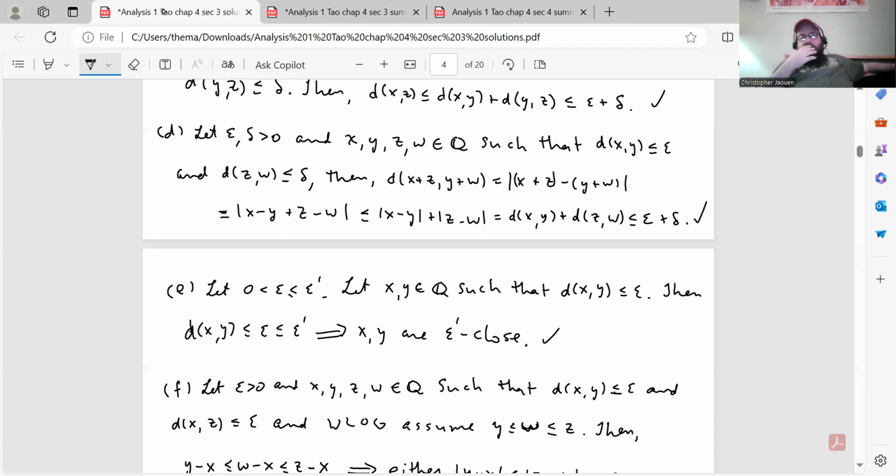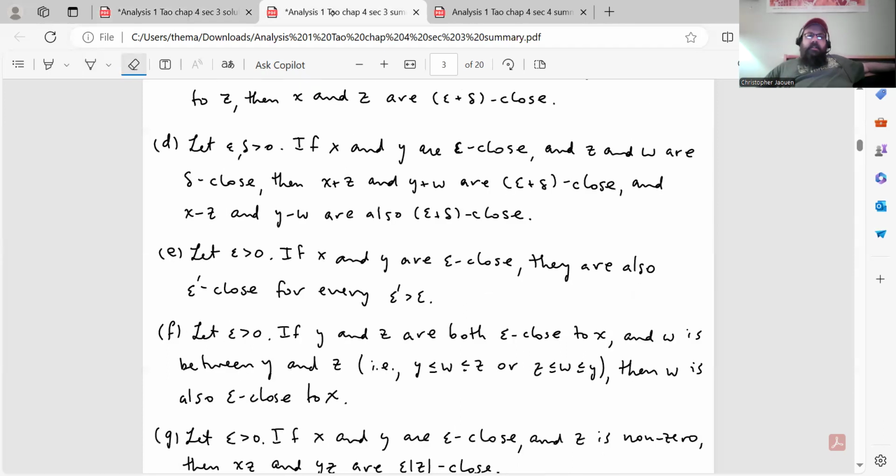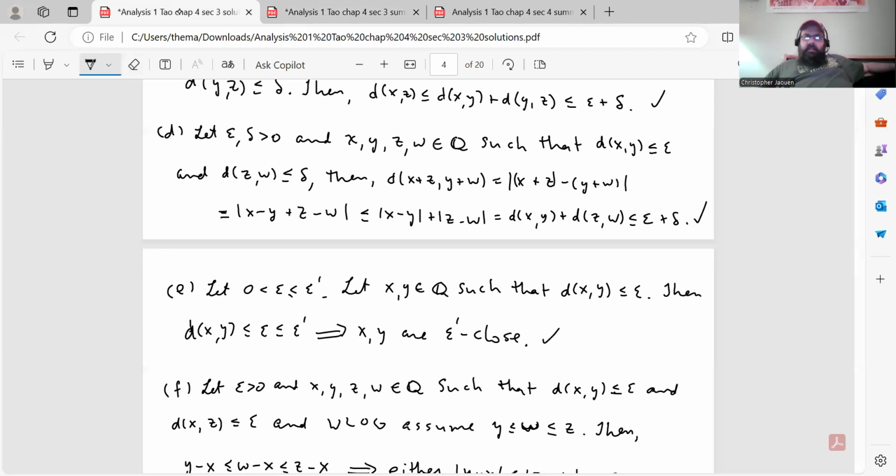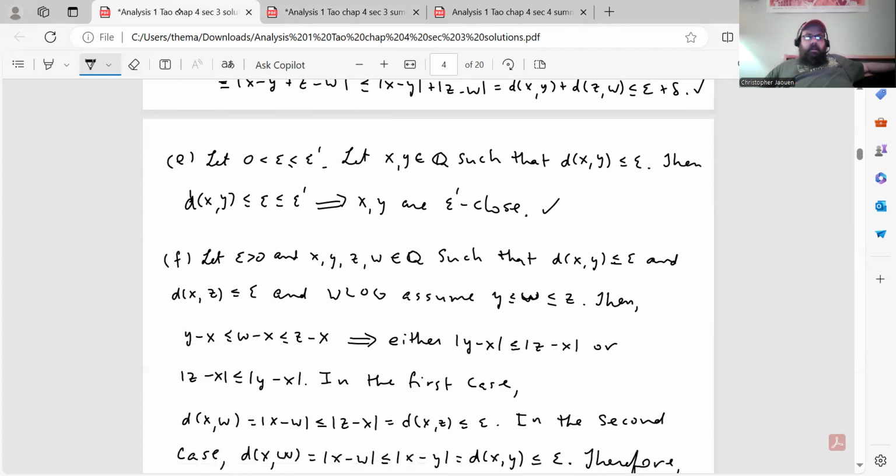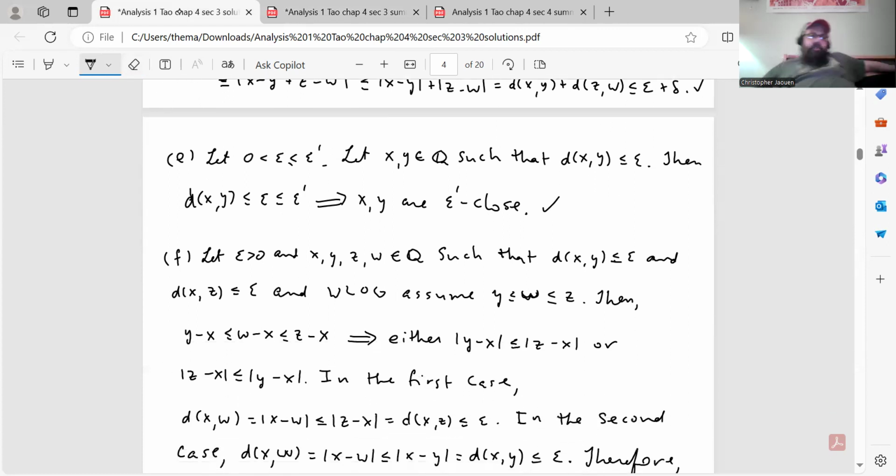And it looks like I skipped the other part. What was the other one they wanted? x minus z and y minus w, but you can do it in a similar way, so I'll just skip that one. Part E, sorry, I have to read it out.